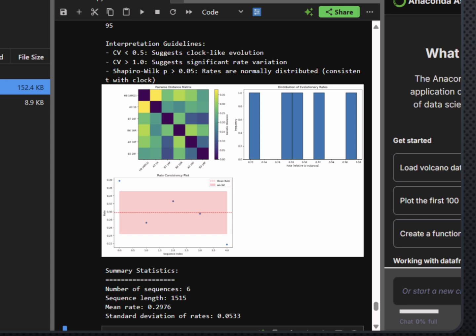As you can see, our standard deviation rate is 0.053. This is just over the 0.05 mark, which means that the DNA that we collected was, in fact, clock-like evolution because it doesn't deviate from the set numbers, as you can see here on all the graphs and also on the interpretation guidelines above.